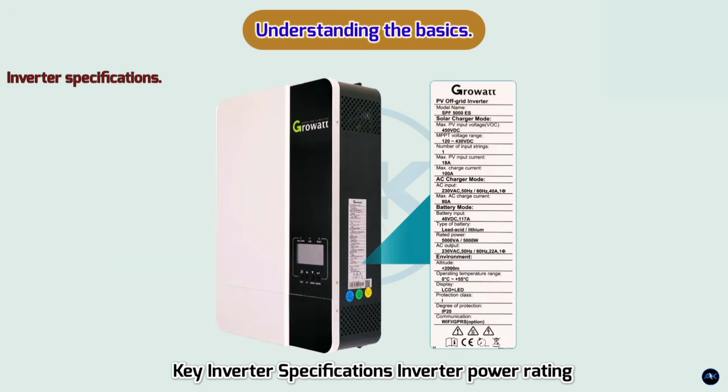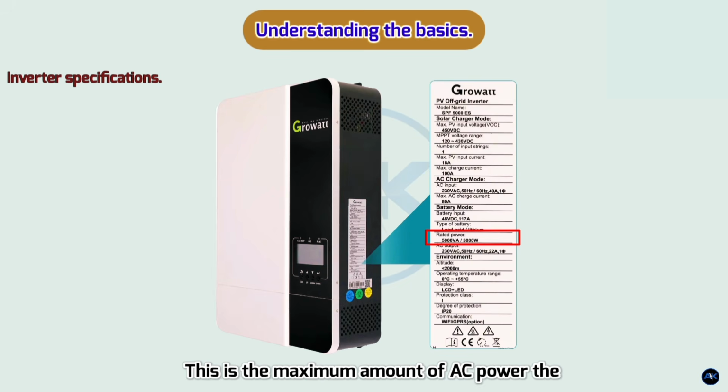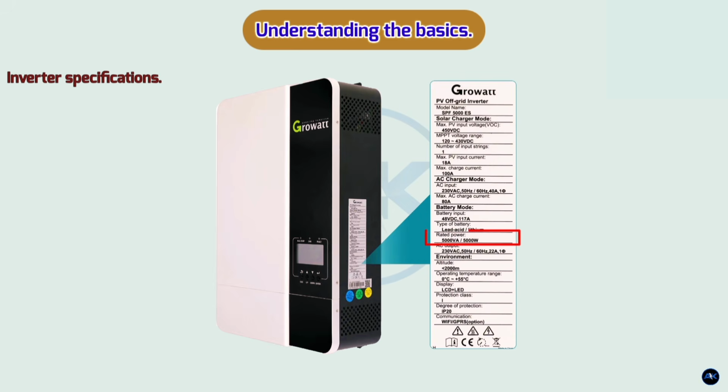Key inverter specifications. Inverter power rating. This is the maximum amount of AC power the inverter can produce. It's essential to choose an inverter that matches the total power output of your solar panels.